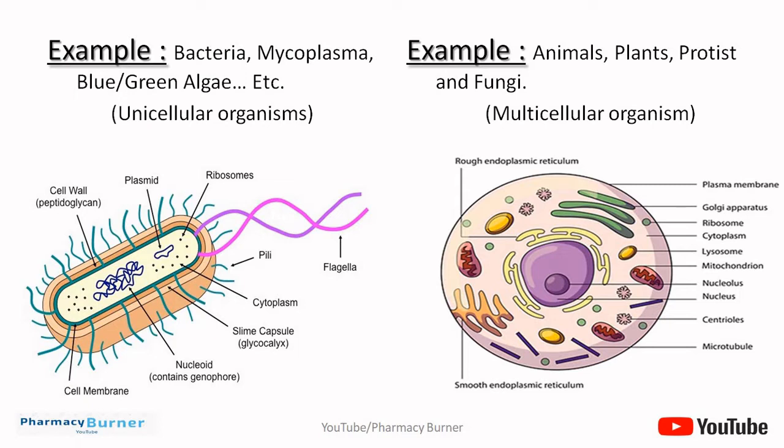Next, you can see the picture of the prokaryotic and eukaryotic cells. Examples of prokaryotic cells are bacteria, mycoplasma, and blue-green algae. Normally we can say unicellular organisms, while eukaryotic cells are present in animals, plants, protists and fungi. You can say multicellular organisms. All of these parts of the eukaryotic cell we're going to cover in upcoming slides.